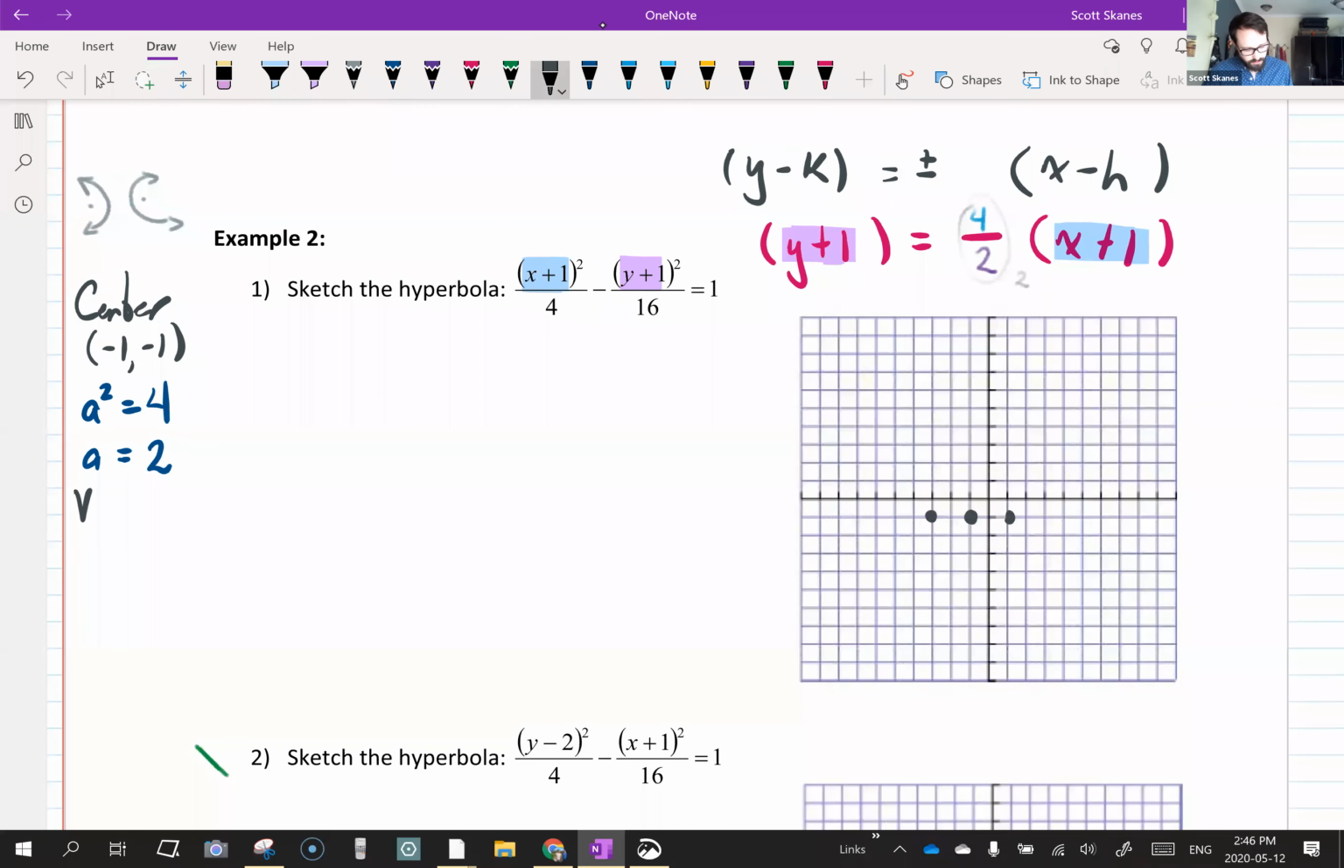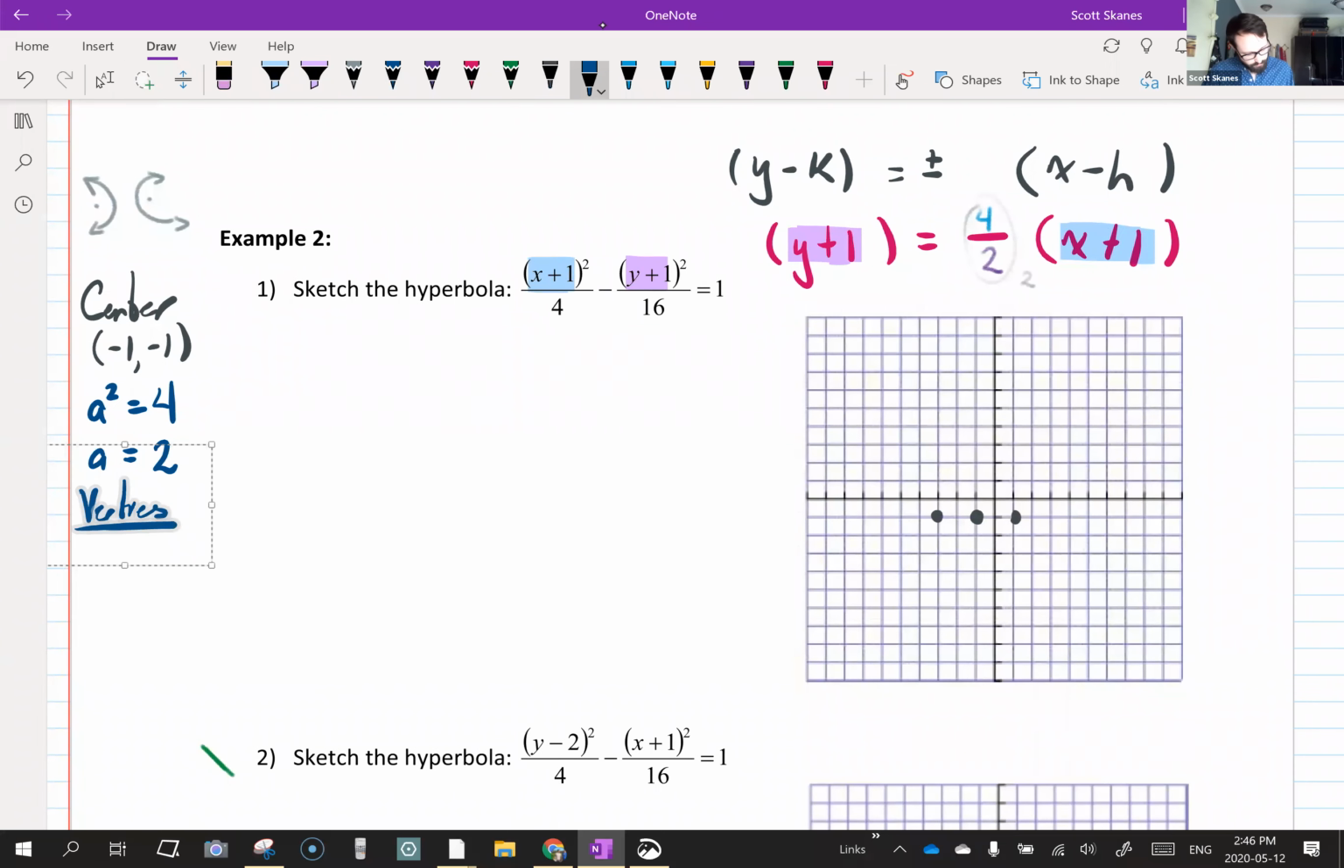So I'll just write my vertices. Vertices are going to be left by 2. So the center, it's already at -1. Go left by 2, or -1 minus 2, -3, and -1 plus 2, 1.